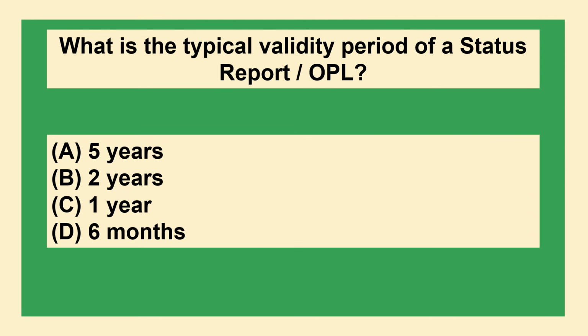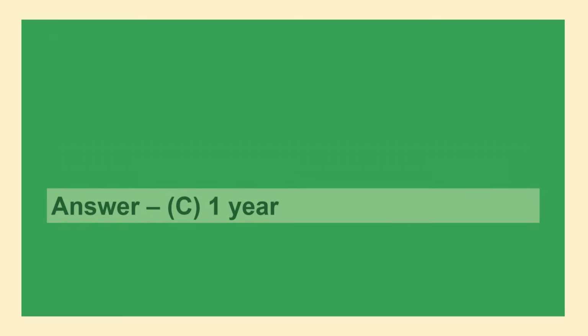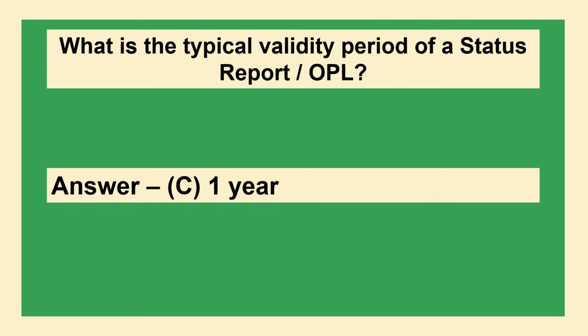What is the typical validity period of a status report or OPL? Option A 5 years, option B 2 years, option C 1 year, option D 6 months. The answer is option C 1 year.